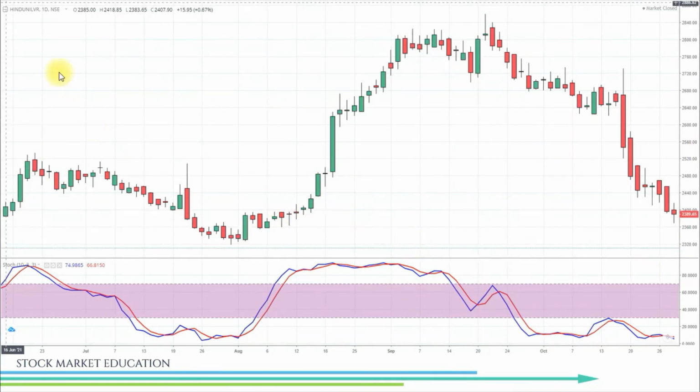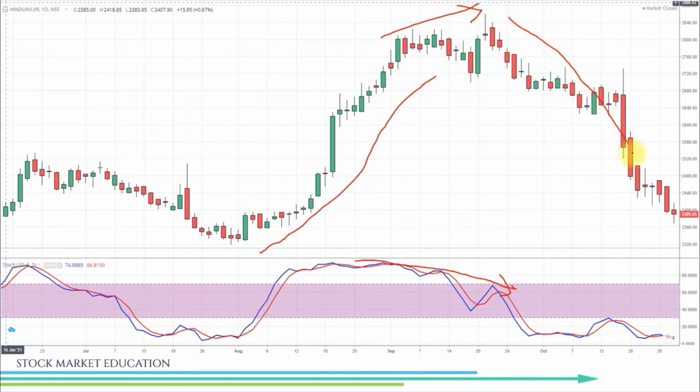Now this is an example of Hindustan Unilever. As you can see, there is a daily chart, and here you can see there was a big bull rally, and here the price is making a higher high. However, stochastics here was making a lower high. So this is called a bearish divergence. So after this bearish divergence, ideally the trend changes from bullish to bearish.